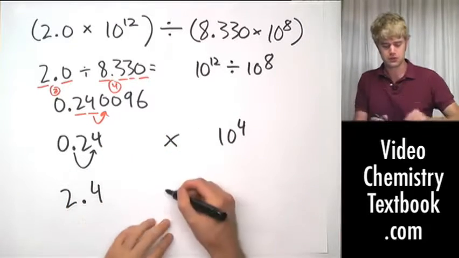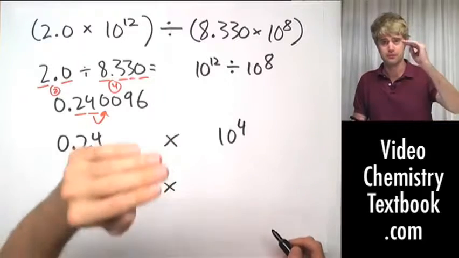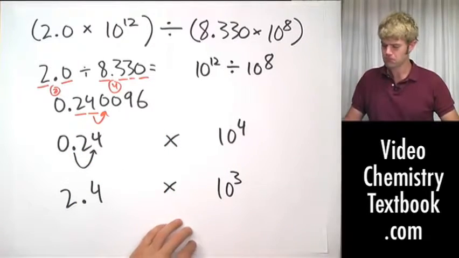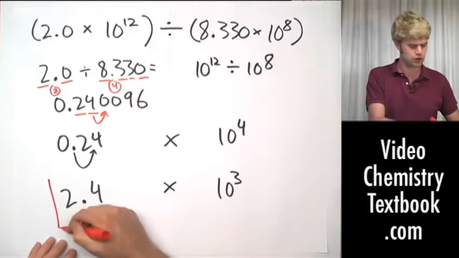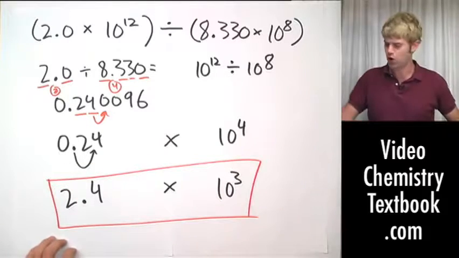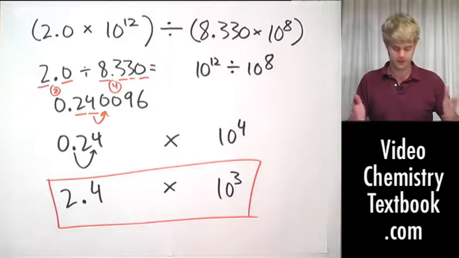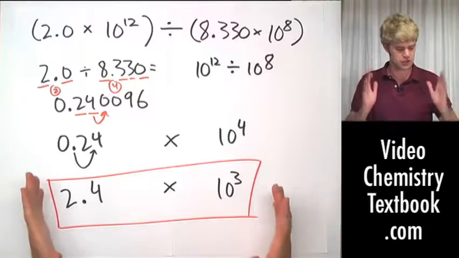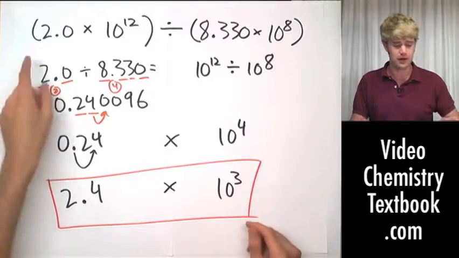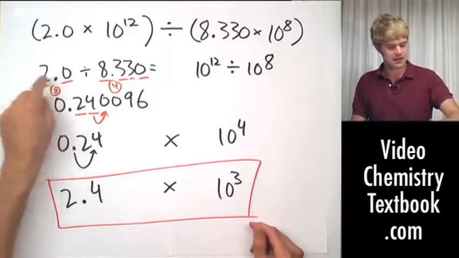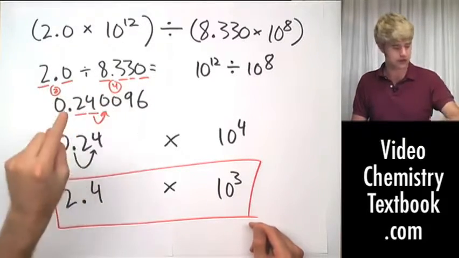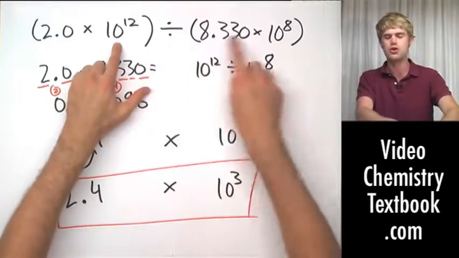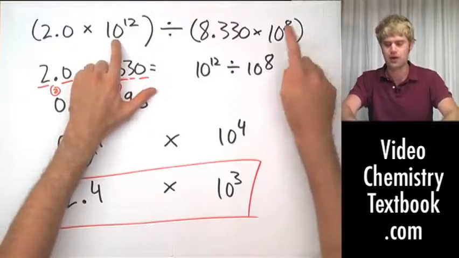So since this was 1 spot, I'm going to go from 10 to the 4th, 1 down, to 10 to the 3rd. Now my answer is in correct scientific notation, and it also has the correct number of significant figures. Okay, so just to quickly recap what we did in the division here. We paid attention to significant figures just like we normally would, and in doing this rounding, we paid no attention to the 10 to the 12th and 10 to the 8th.